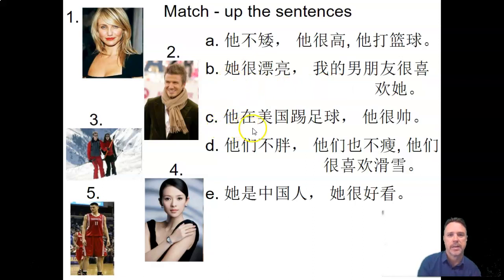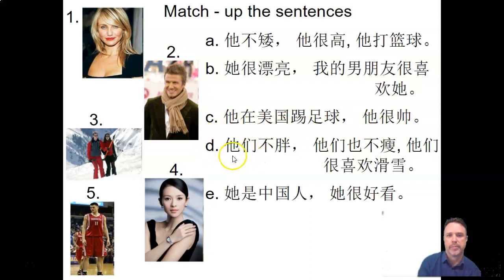他在美国踢足球，他很帅. There's a couple of clues in there. We've got 美国, that's a country, and then we've got 踢足球, that's also a hobby. One more time. 他在美国踢足球，他很帅. So hopefully you've remembered 美国 is America. So literally he in America, 踢足球, plays football. So he plays soccer. He plays soccer in America. He's very handsome. So I'm going to go with David Beckham for that one.